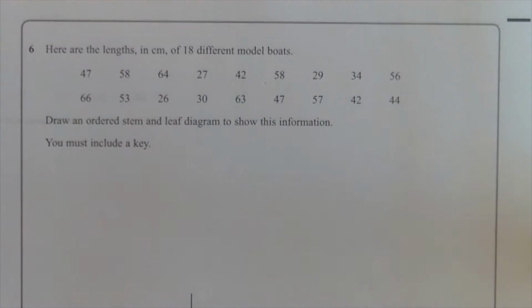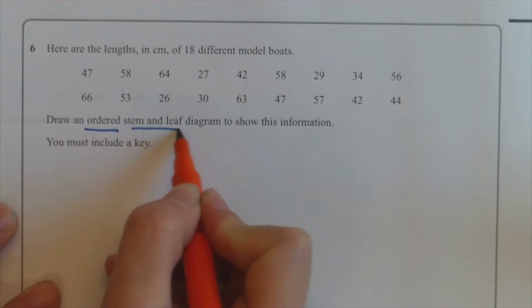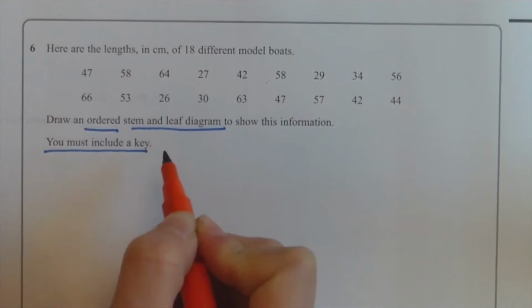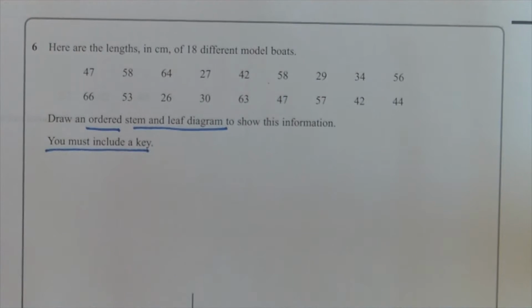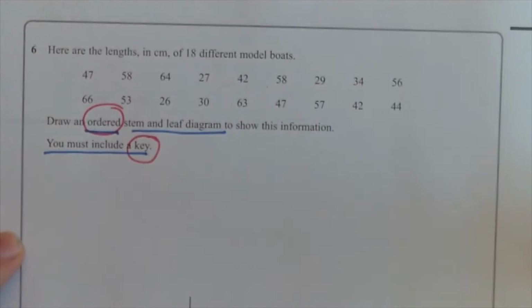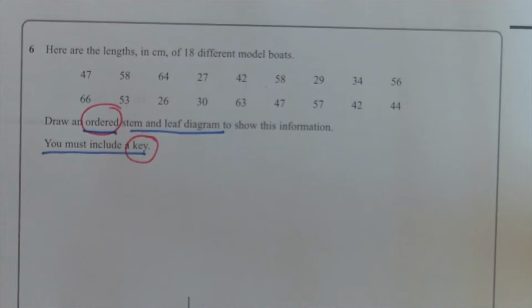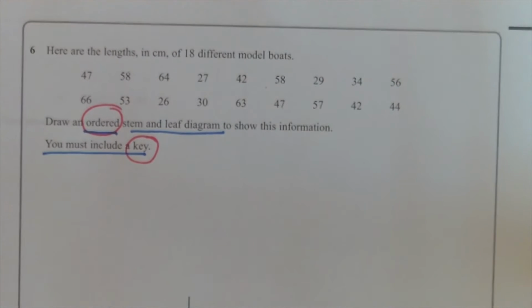Okay, so question 6. We're given the lengths of 18 different boats, and we're asked to draw an ordered stem and leaf diagram. You must include a key. This is a 3-mark question. They've given us big hints in the question by telling us the diagram needs to be ordered and a key must be included. If it's got to be in order, the sensible thing that we always do is put them in order from smallest to biggest.